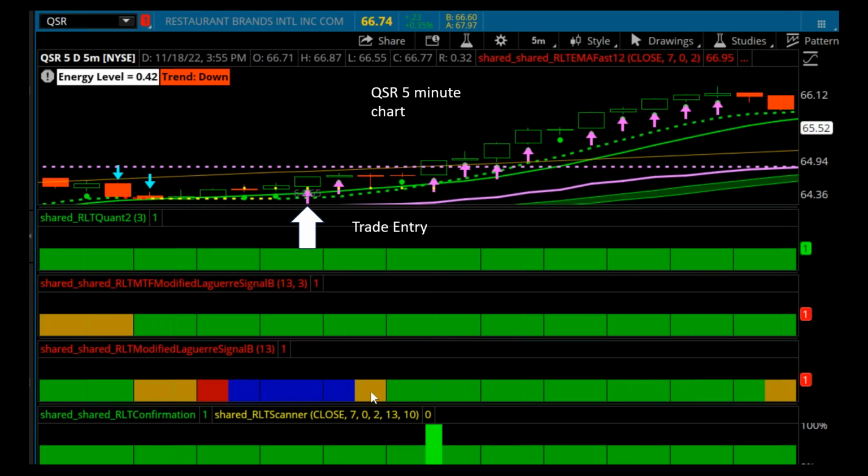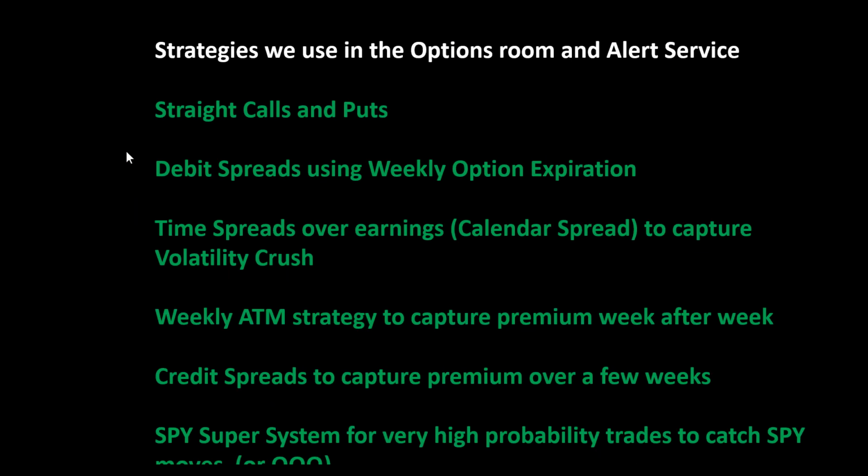Right here. Now I had to watch this yellow, but it went right back to green again. And it followed that 15 up and kept moving up nicely. And this is where we get out right here, once we started to see the momentum starting to slip. But I was getting pop out of the box symbols all the way up. This 15 was moving up. We were above the VWAP the whole time. Beautiful trade on QSR. All right. So that kind of wraps up the presentation.